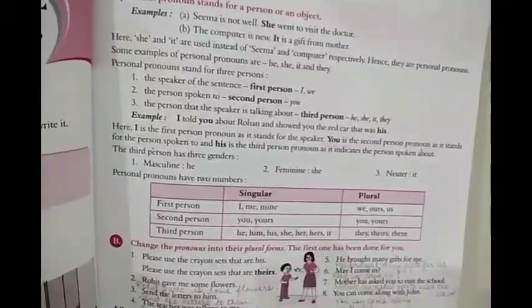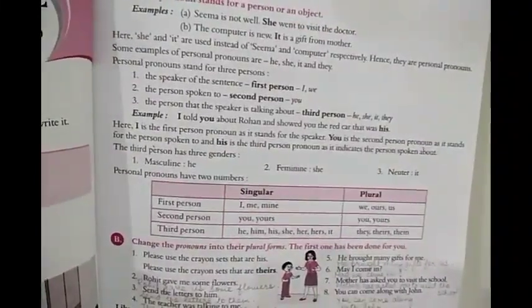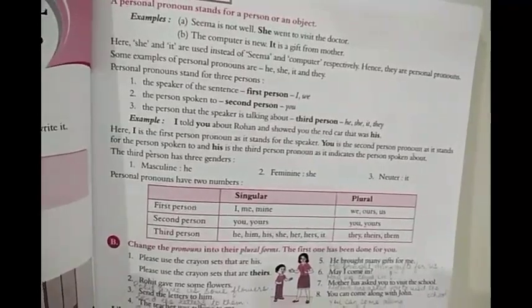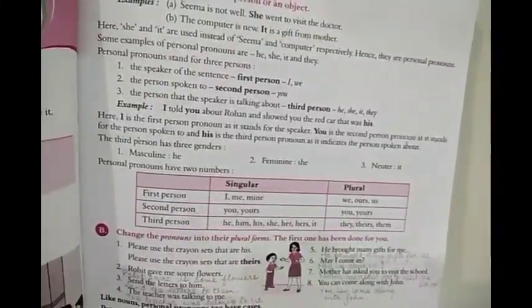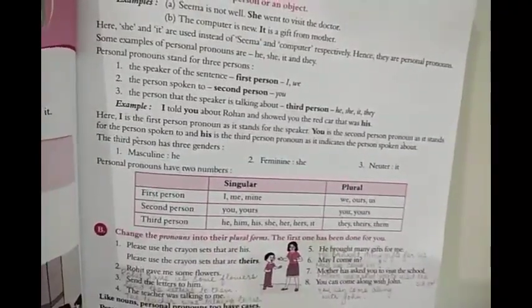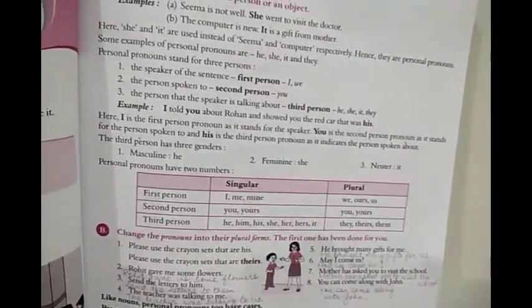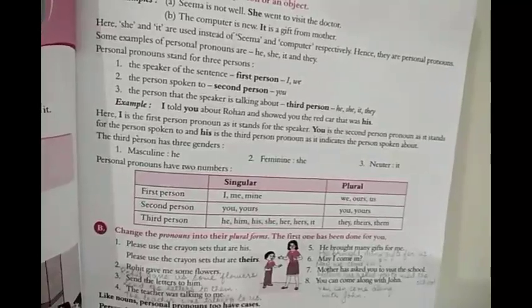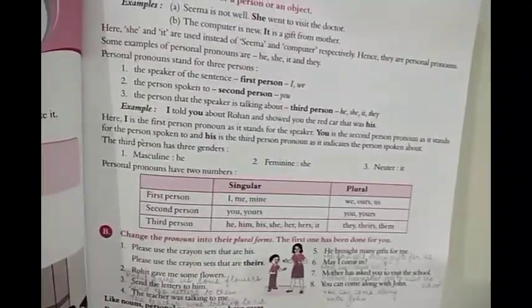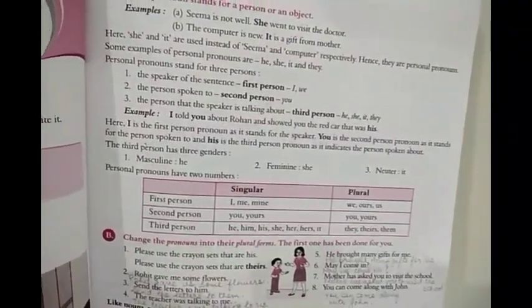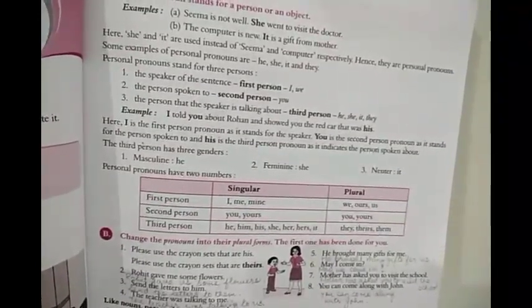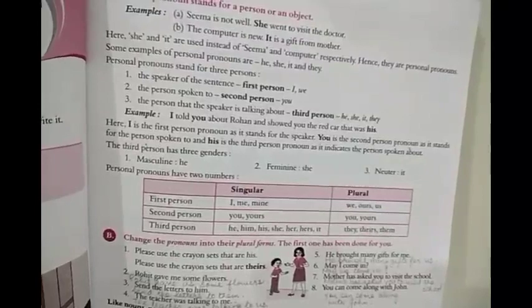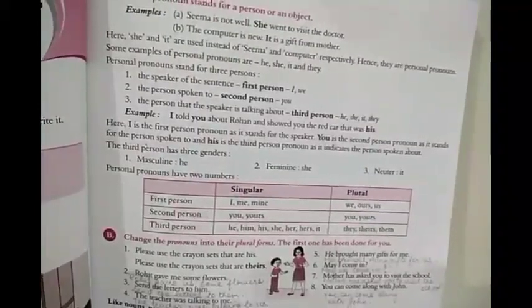Okay, he, she, it, they. Now, let me read out one sentence. I told you about Rohan and showed you the red car that was his. Now in this sentence we'll find all the 3 persons. The first person, that is I. Told whom? I told you. You is the second person. And I told you about whom? I told you about Rohan. So his is the third person.